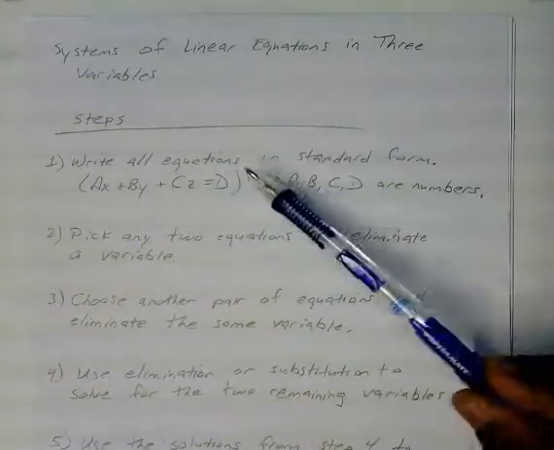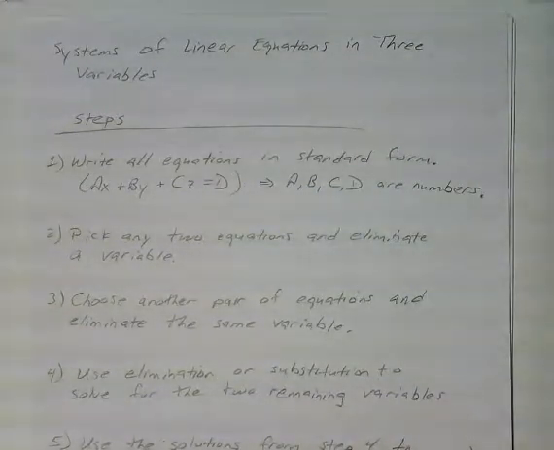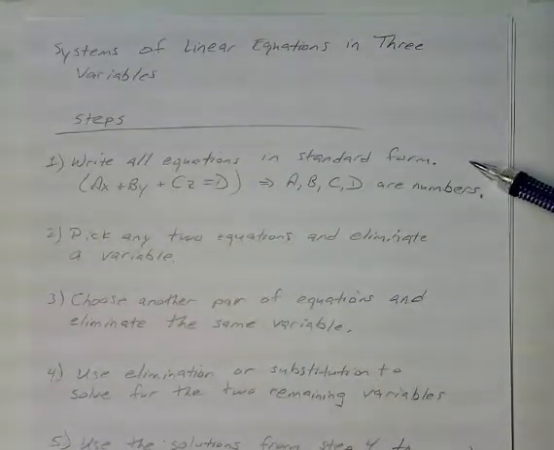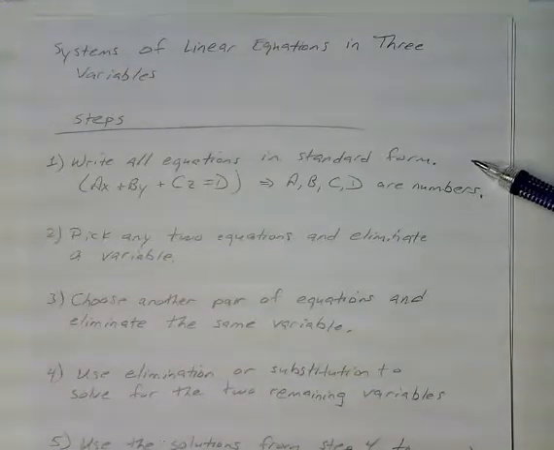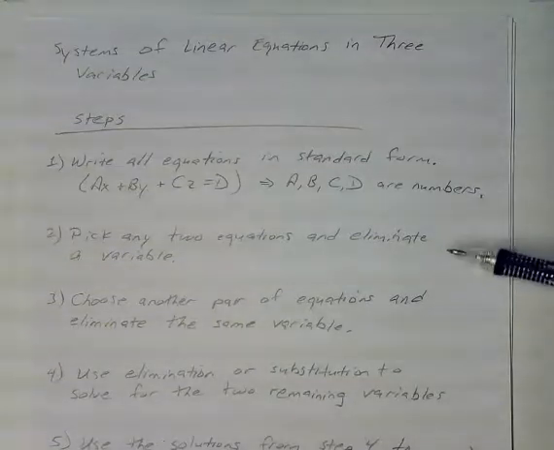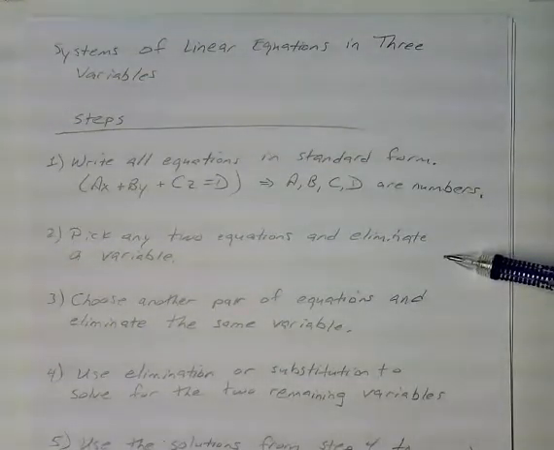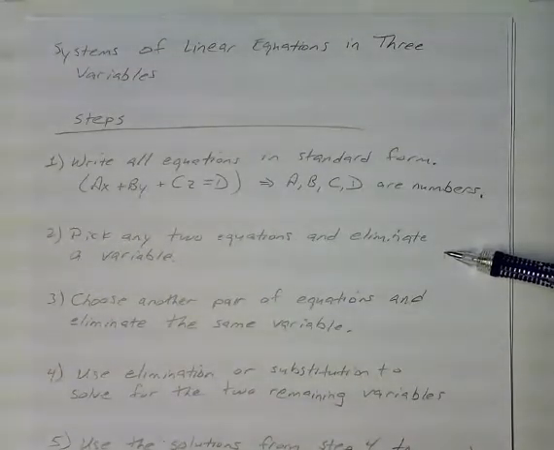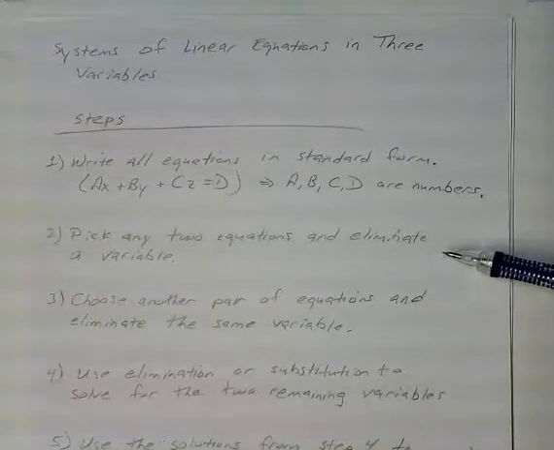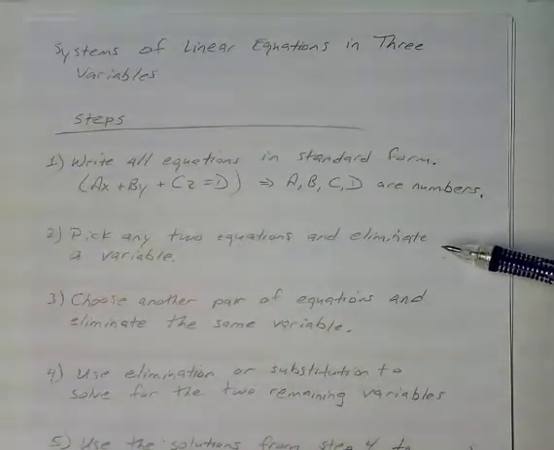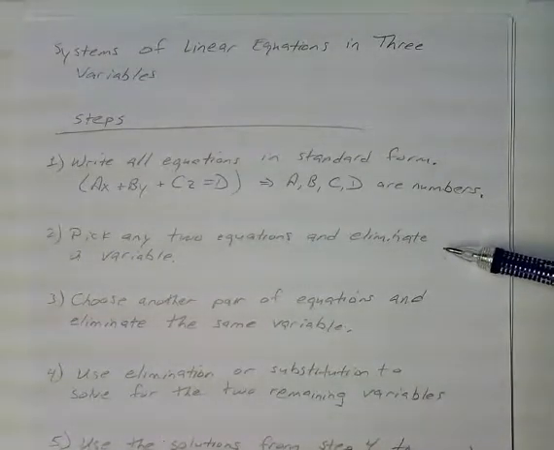Your first step is you're going to write all equations in standard form, which means all your variables are going to be on the left, all of your just single number values are going to be on the right. Okay. Your second step, you're going to pick 2 equations and eliminate a variable. So you're going to do the exact same thing that you did for systems of linear equations in 2 variables, but you're just going to eliminate a variable to where instead of 3 variables, you're going to have 2. And I'll show you in the examples each individual step.